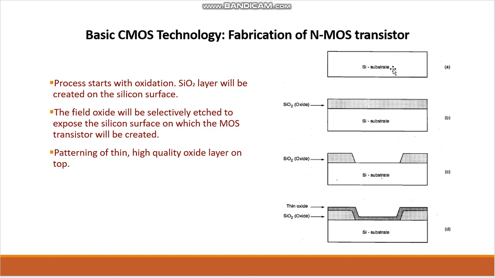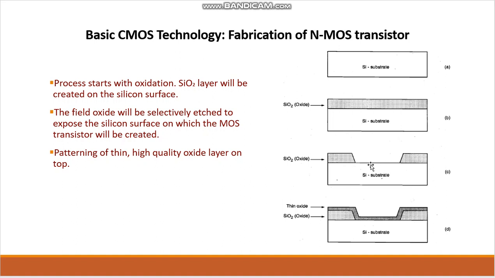If it is an n-type substrate, we can always go for the p-type designing. Okay, so here the process will always start with oxidation, as I have discussed earlier also. Then an SiO2 layer will be created on the silicon surface, as I have discussed in the earlier slides. Then the field oxide will come into the picture, where the field oxide will be selectively etched.